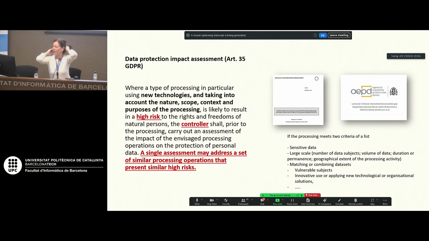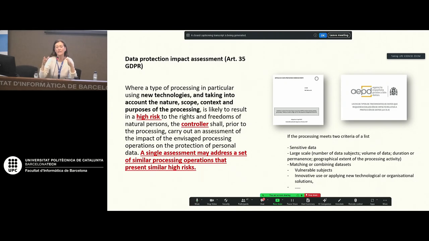Another question was, do I have to make a data protection impact assessment? The data protection impact assessment is regulated also in the GDPR, and is a study about the risk of the processing. You have to study the risk and prepare a plan to face that risk. And that's the data protection impact assessment. It's a duty of the controller. So again, your legal position is important. And another interesting thing is that you don't have to make a data protection impact assessment in every project. You don't have to do that.